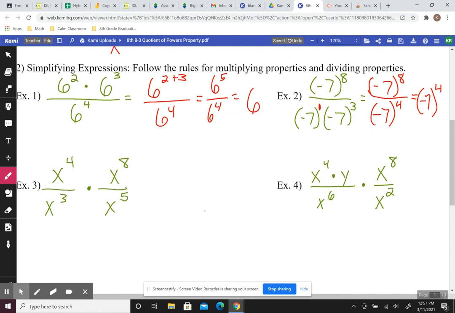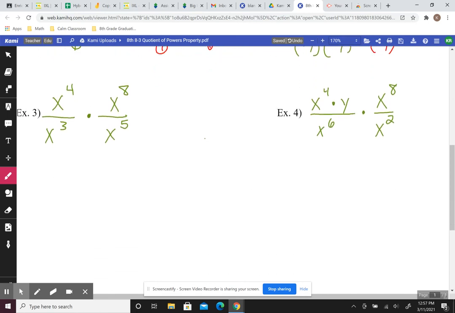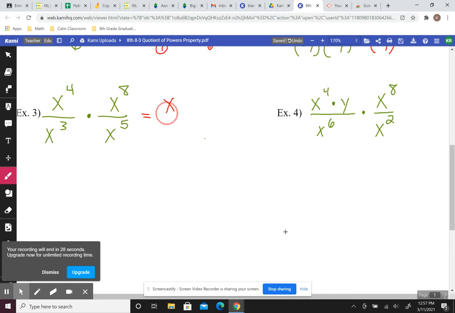Looking at example 3, x to the 4th over x to the 3rd times x to the 8th over x to the 5th. You can do this a couple different ways, so I'll show you 2 different ways. This is basically 4 plus 8 on top, and on the bottom you have x to the 3 plus 5. If I'm doing it this way, I'm multiplying across first, and then we get x to the 12th over x to the 8th, and then I'm going to subtract. So I end up with an answer of x to the 4th.